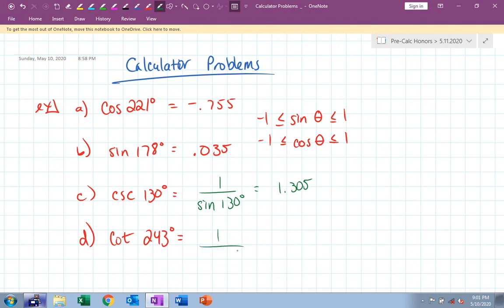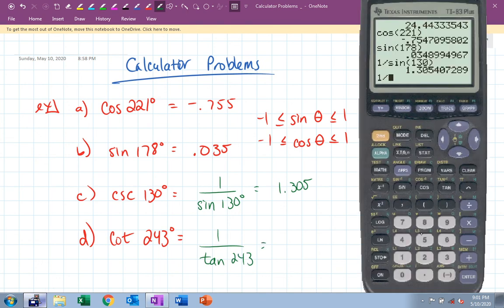Cotangent. Cotangent's 1 over tangent. So 243. Grab the calculator, plug it in, 1 divided by tangent 243. Close that parenthesis. Bam. 0.510.